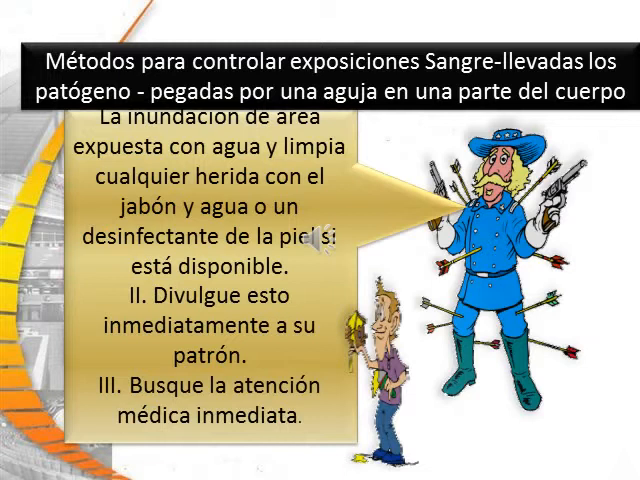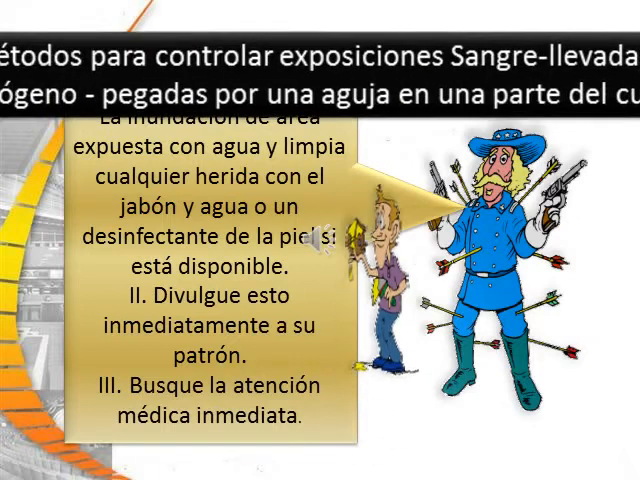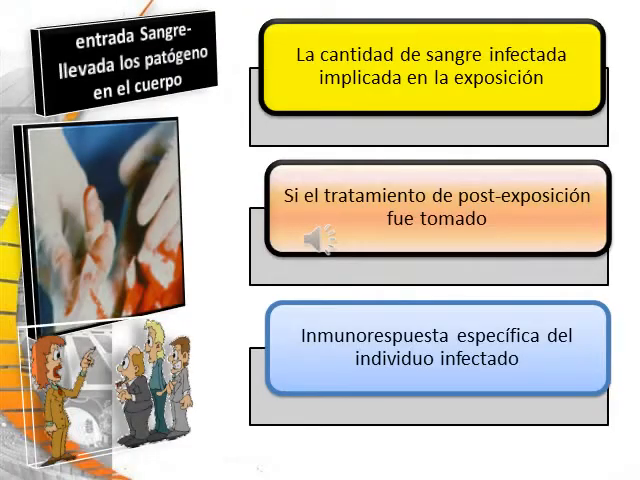Methods for controlling bloodborne pathogen exposures include immediately flooding the exposed area with water and cleaning any wound with soap and water or skin disinfectant if available, reporting it immediately to your employer, and immediately seeking medical attention. Bloodborne pathogen entry into the body depends on the amount of infected blood involved in the exposure, whether post-exposure treatment has taken place, or specific immune responses of the infected individual.